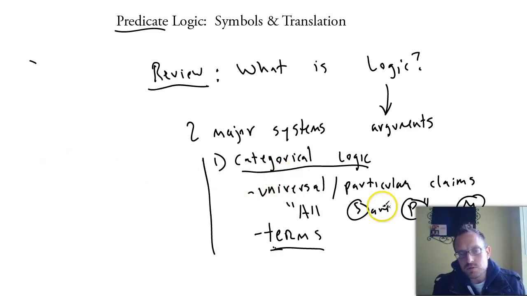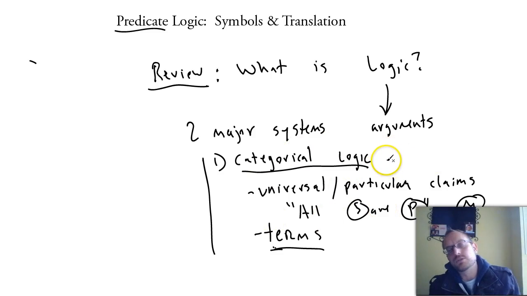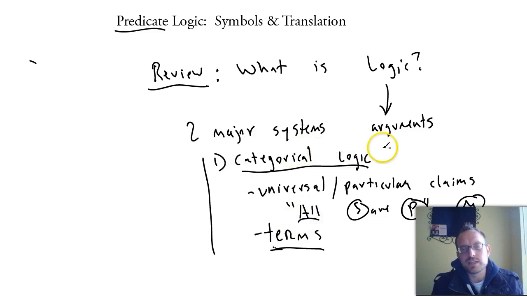But one of the problems we found with categorical logic, and this is also referred to as classical logic because it's the oldest form of logic that goes all the way back to Aristotle, is that categorical logic, first off, really requires particular or universal claims to be made. And it also requires us to analyze the terms of statements. But the problem is a lot of the arguments we actually do make in ordinary life don't look like this at all, right? And this creates a big problem for us.